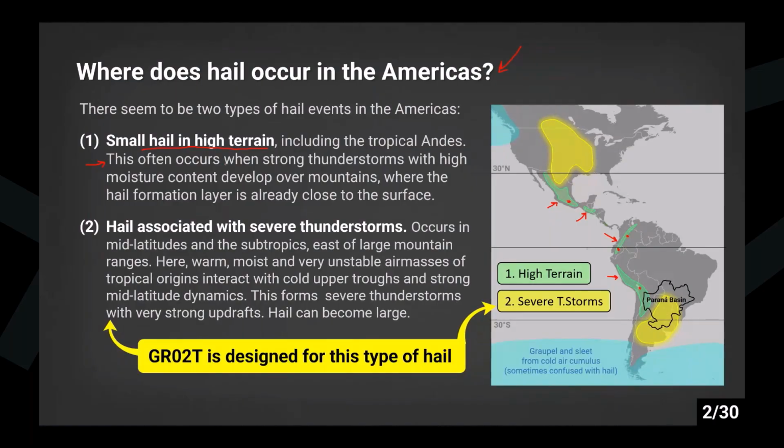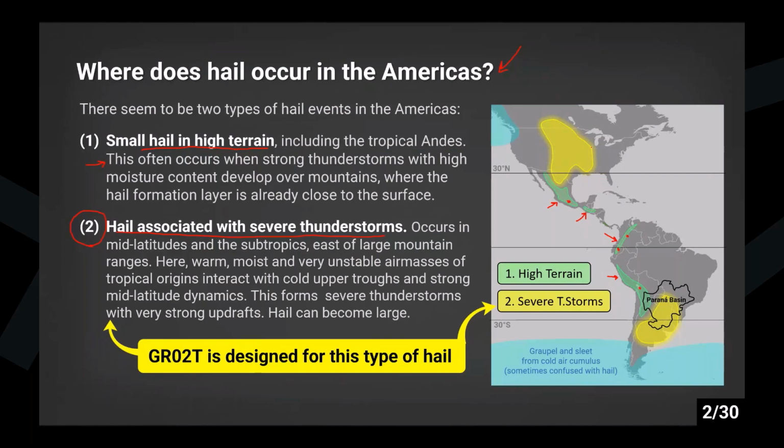Actually, this algorithm is designed to simulate a second type of hail, and this is the hail associated with severe thunderstorms. So whatever is yellow in the map. And this is what we were talking before. These are the areas that get a lot of hail from severe convection.